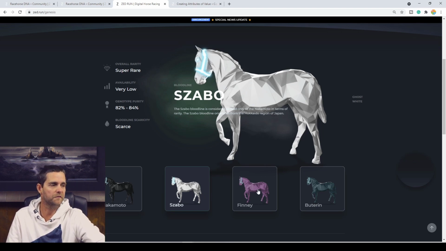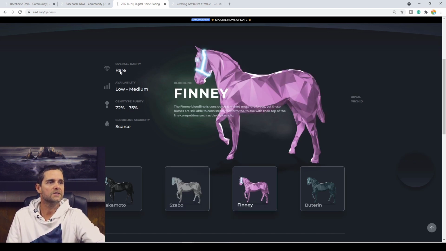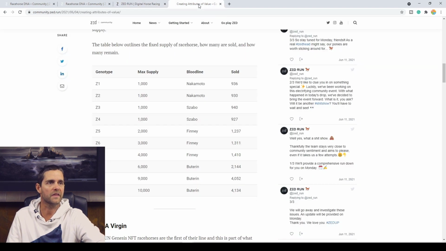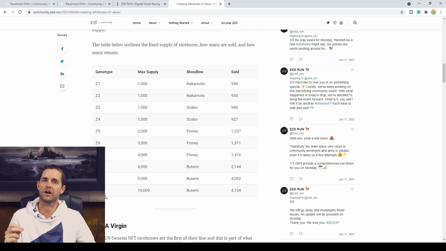As we move to Finnies, you can see the rarity goes from super rare down to rare, and if I click over on this other page, which I'll link to you as well, you can see the different genotypes from 1 through 10. So Genesis horses exist on genotype 1 through 10. It doesn't automatically mean though, and we'll touch on this in a moment, that a Z10 is a Genesis, because when we breed, you can still produce Z10s because it's an addition.